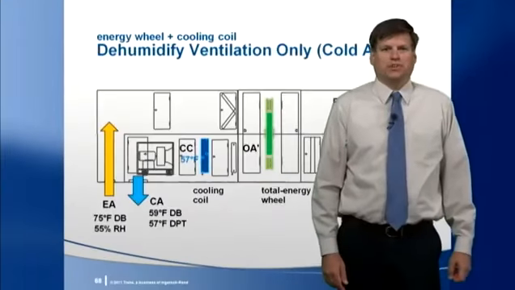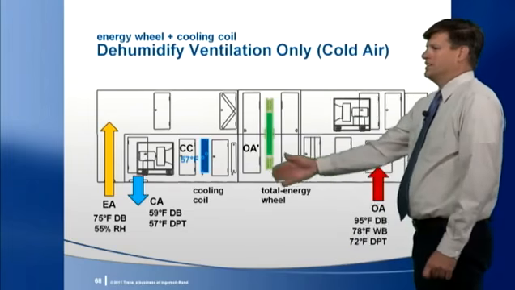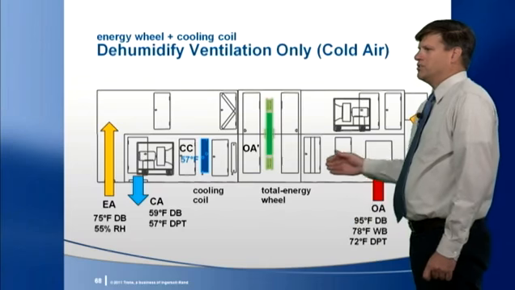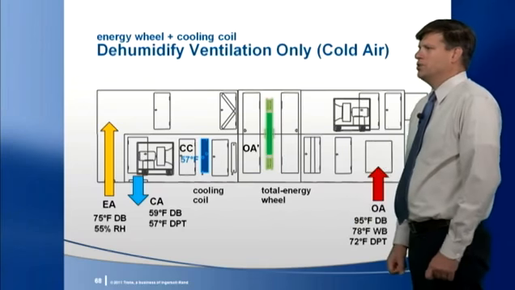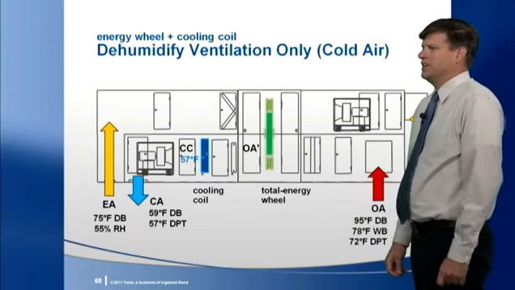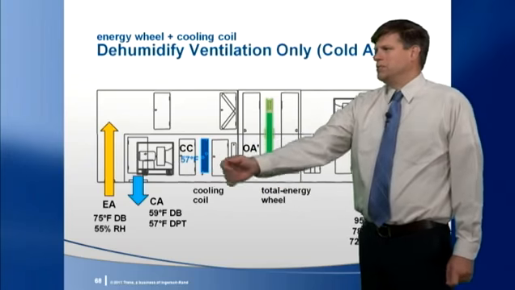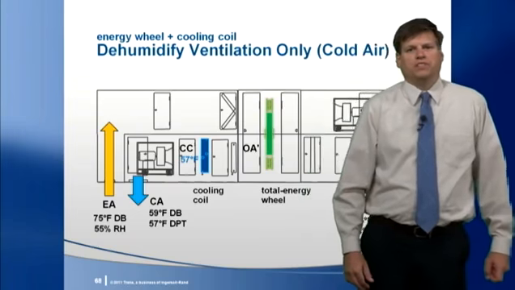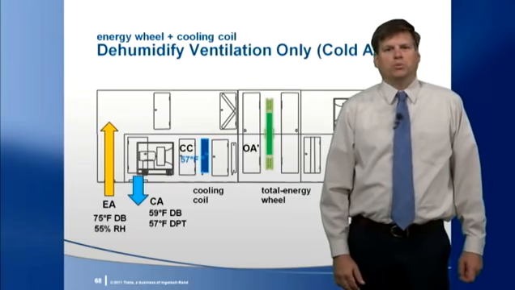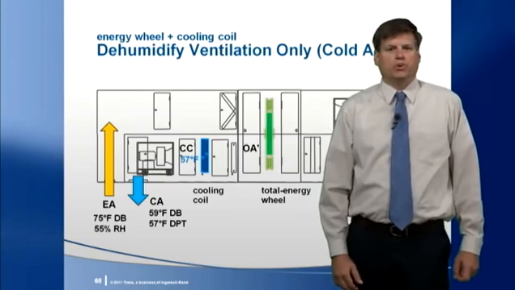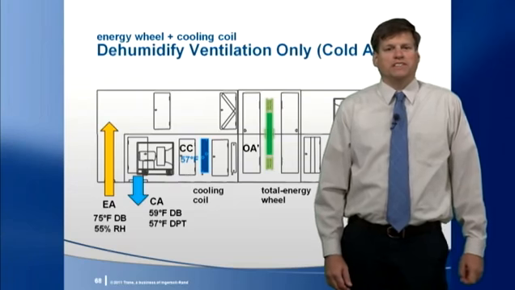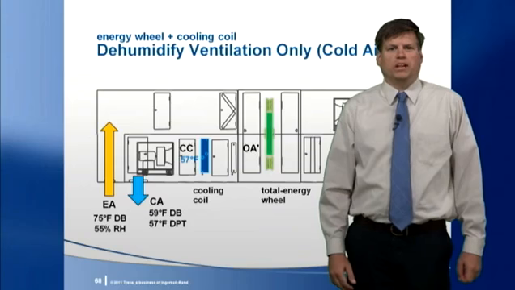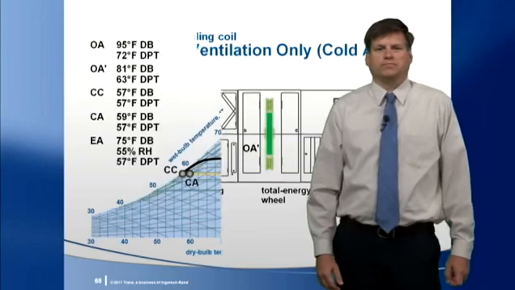In this example configuration, a 70% effective energy wheel preconditions the entering outdoor air, reducing the load on the cooling coil by 47%. Then the cooling coil dehumidifies to 57 degrees. With a 57-degree leaving cooling coil temperature, this unit's required cooling capacity is about 240 CFM per ton. This CFM per ton and this supply dew point can be provided by most packaged or applied dehumidification equipment.